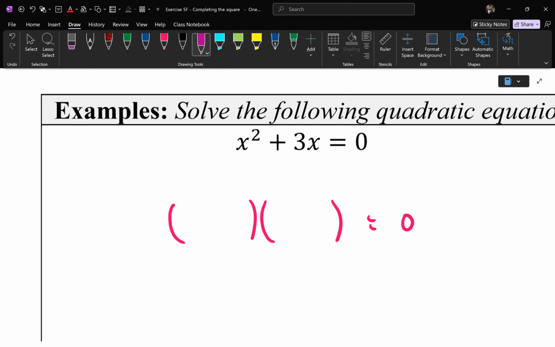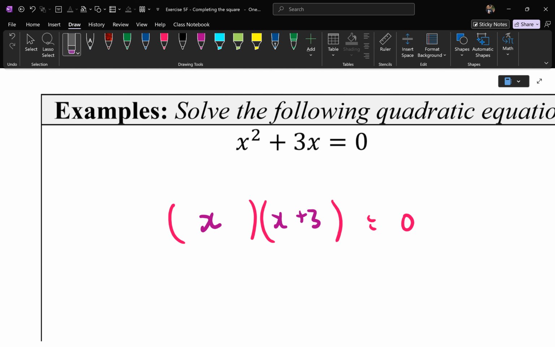Can I please have... Let's go with Jaden. What's common about x squared and 3x? So take out x as a common factor. What goes in the other bracket? X plus 3. Very good. So x times the x and then x times the 3. That will give you x squared plus 3x.